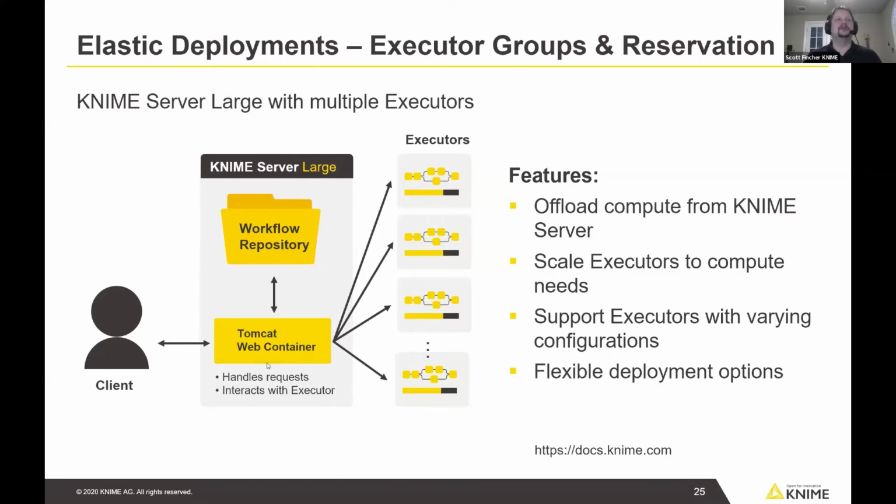The KNIME server is going to contain this Tomcat web container. There's a bunch of workflows maybe that as a data scientist, I or other folks on my team have designed. And then I'm going to say to the web container, hey, I want to run my churn prediction workflow. So it goes out there and grabs it from the workflow repository and sends it to an executor somewhere. Maybe it's its own internal executor, or maybe I have other executors living out on-prem or in the cloud to be able to scale my computing needs.